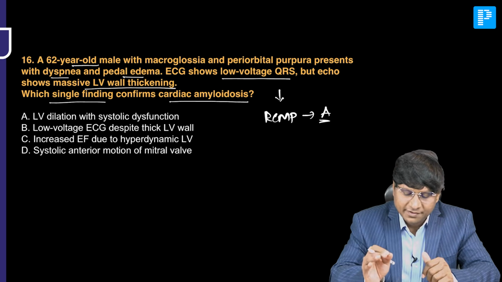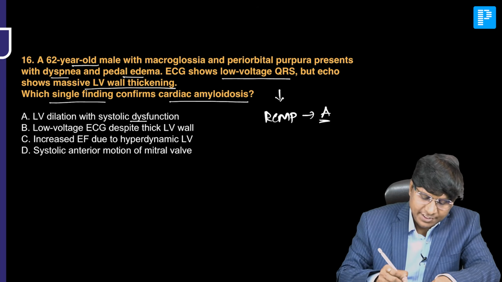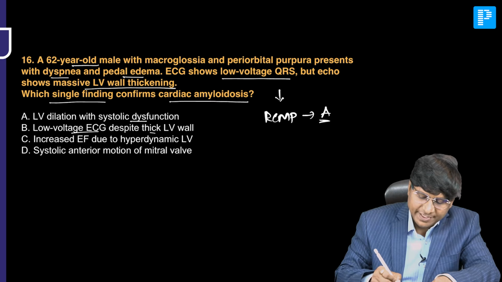Now, which single finding confirms it is a cardiac amyloidosis? The options are LV dilatation with systolic dysfunction, low voltage ECG despite thick LV wall, increased ejection fraction due to hyperdynamic LV, SAM.